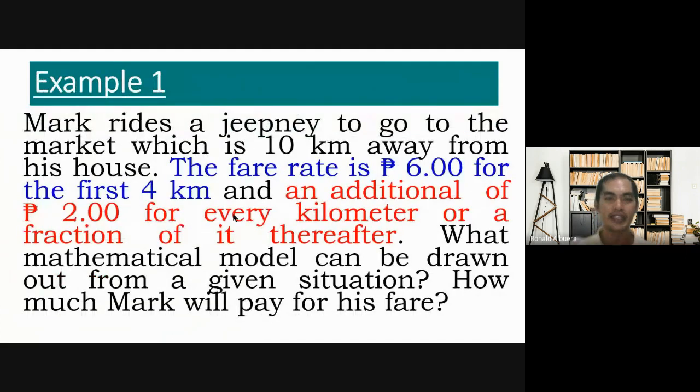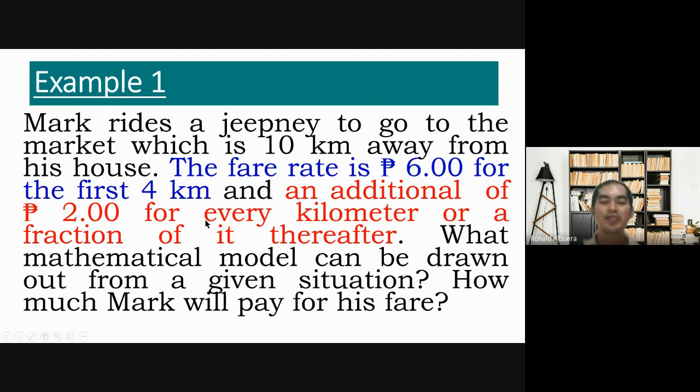Example number 1. Mark rides a jeepney to go to the market, which is 10 kilometers away from his house. The fare rate is 6 pesos for the first 4 kilometers and an additional 2 pesos for every kilometer or a fraction of it thereafter. What mathematical model can be drawn out from a given situation? How much will Mark pay for his fare?